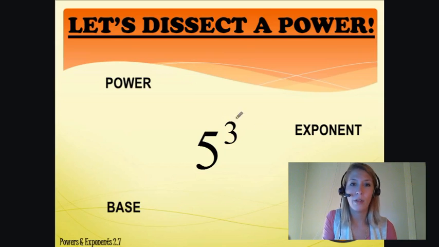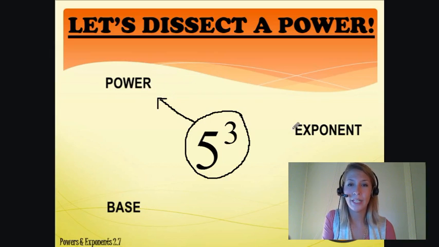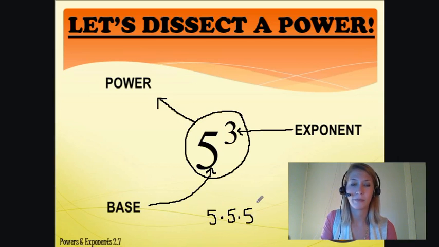So as a whole, a power is the whole entire thing that contains the base and an exponent. So that is our power. Our exponent is that little number that's raised to the upper right hand corner of our base. Our exponent tells us how many times we're factoring our base. So in other words, we would take a look at this as our base of 5 is being factored 3 times, which would be 5 times 5 times 5.